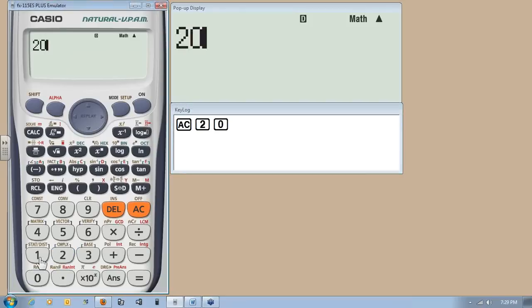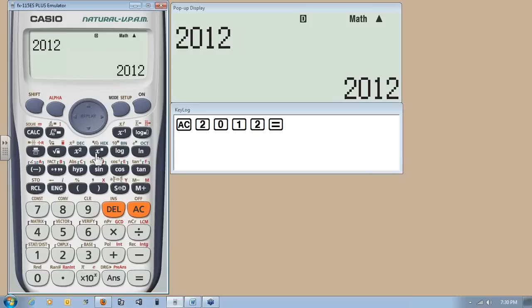So let's take our year. Let's take 2012. I'm going to prime factorize this. So I'm going to press equals. Gives it right back to me. I see a button called fact, F-A-C-T. Again, it's a shift key. So if I press shift, fact, it now changes it to factorized form.